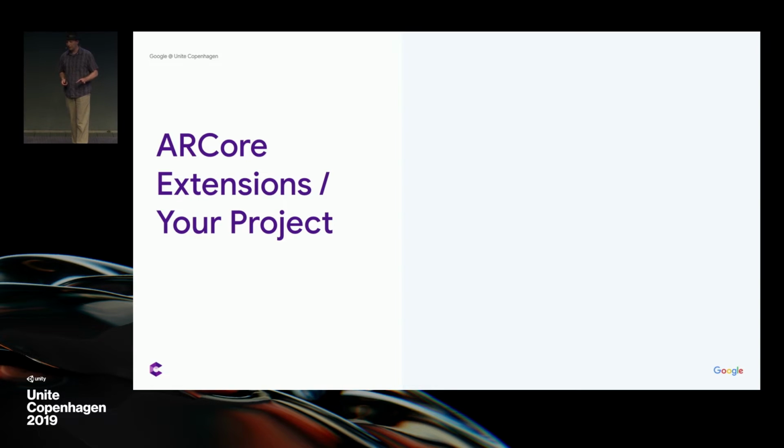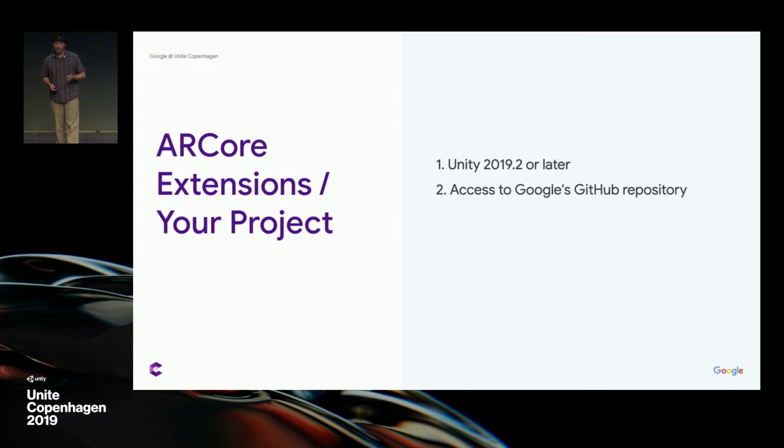Let's start putting this together. You probably want to know how to add ARCore extensions to your project. Couple of requirements. You're going to need to use Unity 2019.2 or later, and you're going to need to access Google's GitHub repository for the ARCore Unity extensions.